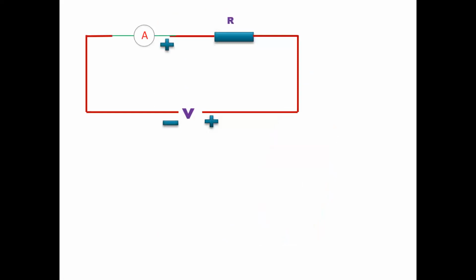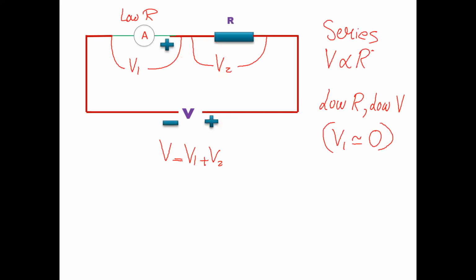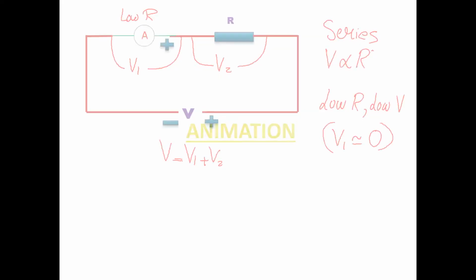Now, let's move to our next concept. An ammeter is always connected in series with the main circuit. It's a low resistance meter and it is always connected in series. Why is it connected in series? Because it will share only a little voltage, since it has a very low resistance. So it won't disturb the circuit.